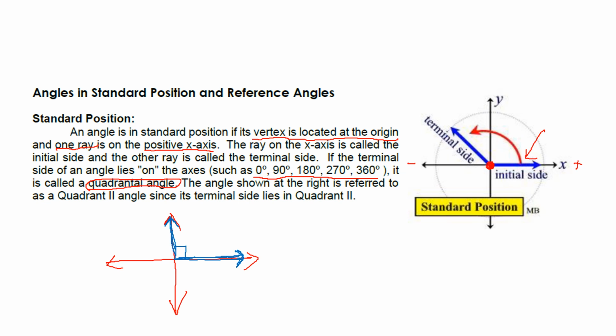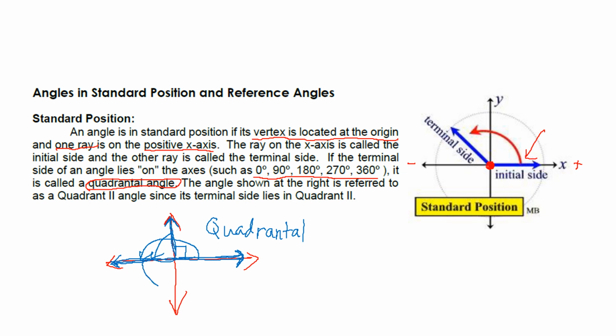So this one is a 90-degree angle. Because it is located along the axis, both in the x and the y axis, we say that this one is a quadrantal angle. Next, if we move this terminal side again, going to that side, this is the negative x-axis. So we have 180 degrees. It is also a quadrantal angle.